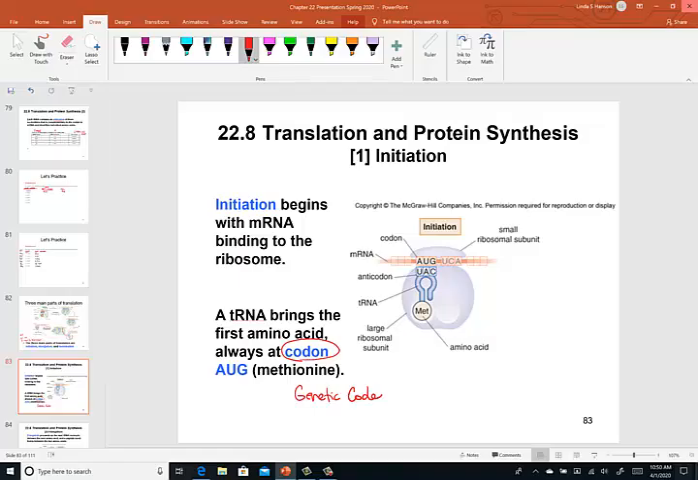So initiation occurs when we have the messenger RNA bind right onto the ribosome. The transfer RNAs are going to bring the individual amino acids from the cytoplasm to the messenger RNA. Remember, the messenger RNA has the codon, the transfer RNA has the anticodon. You read this to find this.